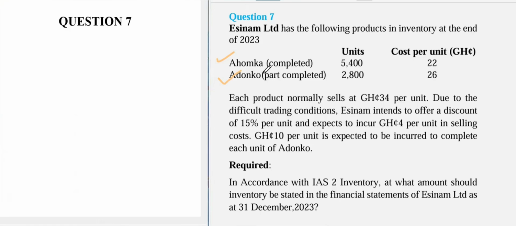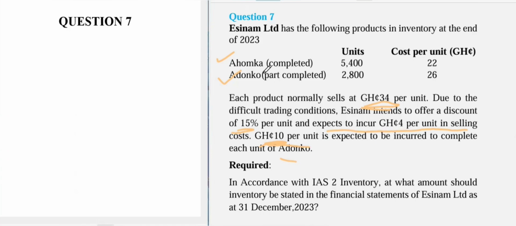Each product normally sells for 34 cedis. Due to difficult trading conditions, S&M intends to offer a discount of 15%. So the normal selling price is 34, but S&M intends to offer a discount of 15% per unit and expects to incur 4 cedis in selling costs. So cost to sell is 4 cedis. 10 cedis per unit is expected to be incurred to complete each unit of Adonko. So this 10 cedis here is cost to complete. Don't forget that.